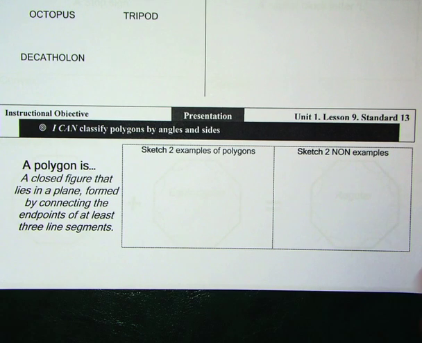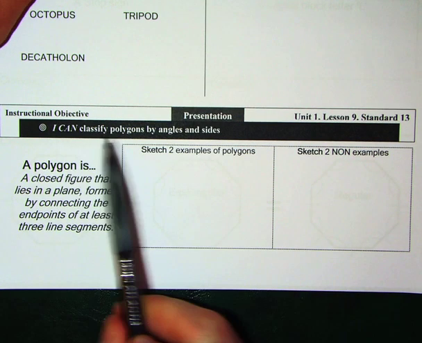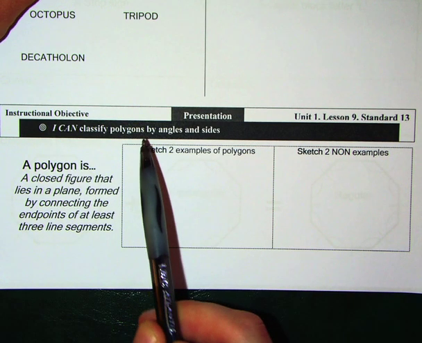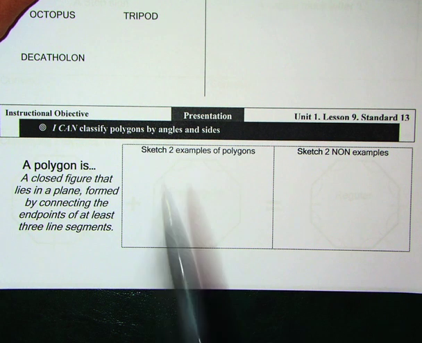Geometry Unit 1, Lesson 9. I can classify polygons by angles and sides.